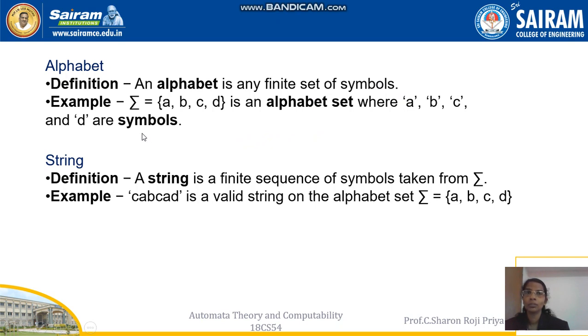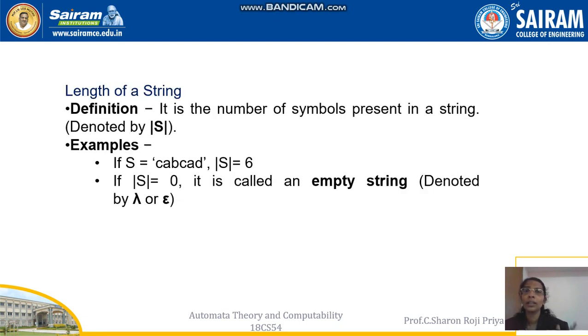What is a string? I can coin the symbols from my alphabet to get a string. So a string is a finite sequence of symbols taken from sigma. I can coin the symbols from sigma to get my word or string. Then what is the length of the string? The number of characters in my string is known as the length of my string. The notation for this length is the modulus symbol. And the empty string I can denote using lambda or epsilon. Mostly I'll follow epsilon.